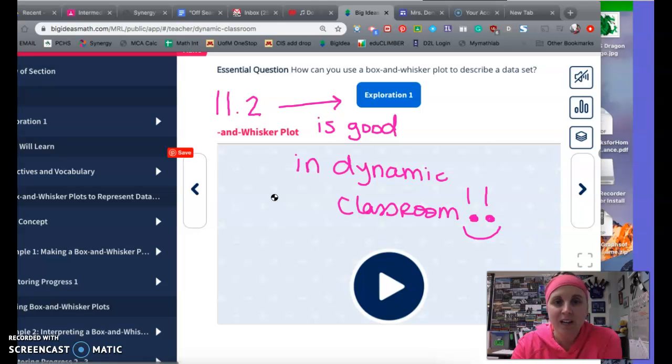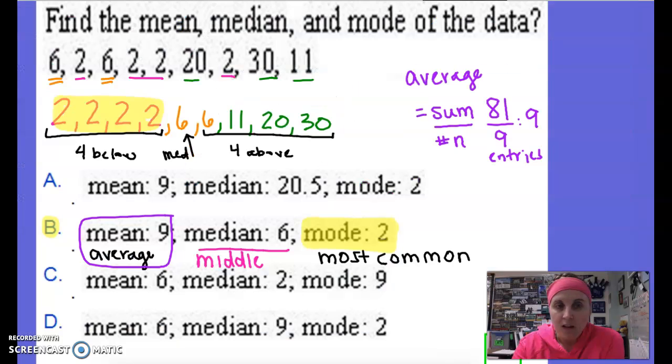So jumping right in, this is a good dynamic classroom exploration for 11.2. It's a really nice way that it breaks down a box and whisker plot. So if you have time, check out the 11.2 exploration. Just a couple of reviews from 7th and 8th grade.